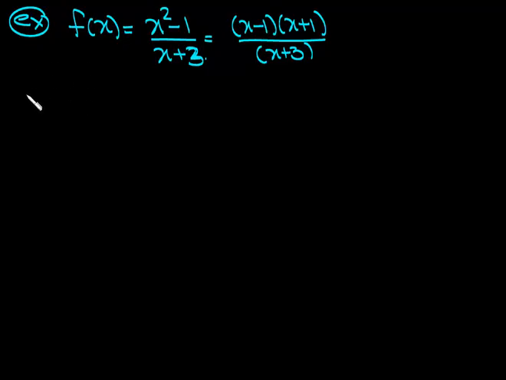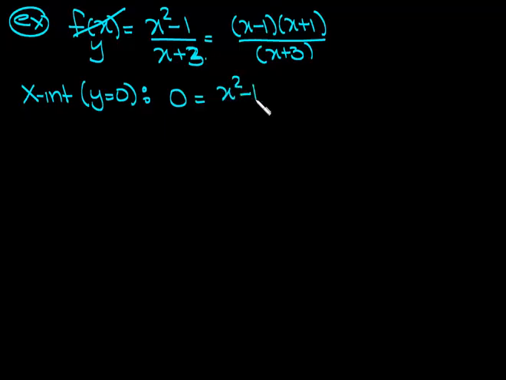Then the next step is to find the x-intercept and the y-intercept. So let's find the x-intercept. To find the x-intercept, we set y to 0. Remember, f of x is the same thing as y, so we set that to 0. So we get x squared minus 1 over x plus 3, and this is over 1. You cross multiply to solve for x. 0 times this whole thing is 0, and 1 times this whole thing is just that. Then you solve for x.